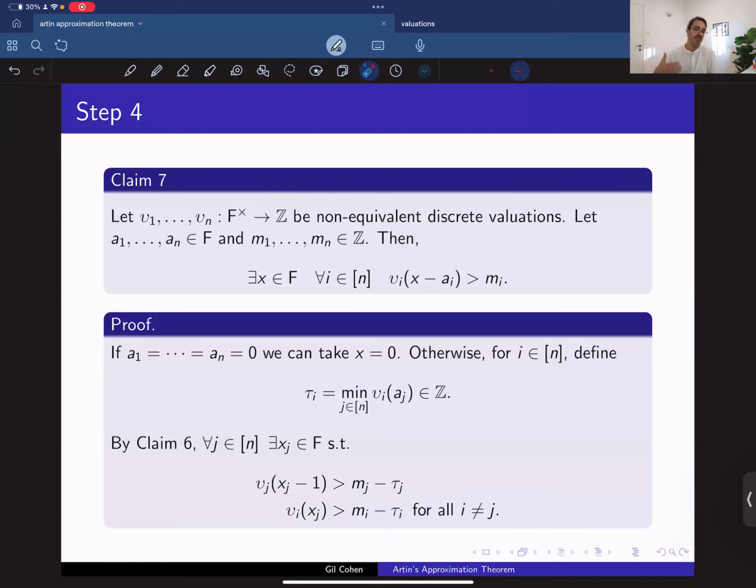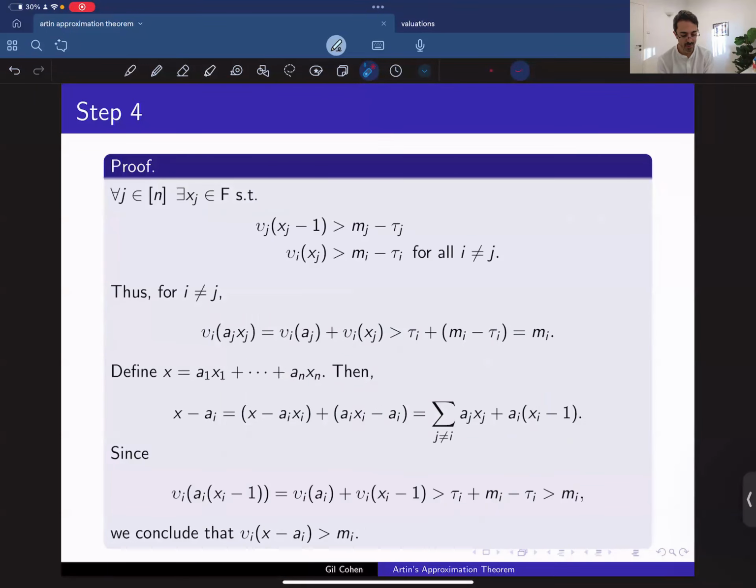Okay, so we're applying claim 6 n times, finding for every valuation j, vj, an element xj, such that according to that valuation, xj is close to 1, that close, in a sense, to 1. And that xj is perceived by the vi's to be close to 0 according to that amount.